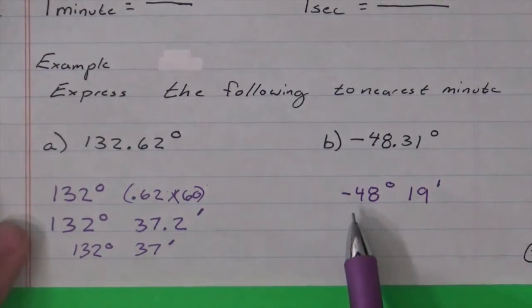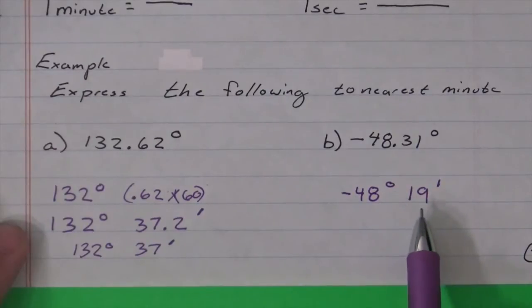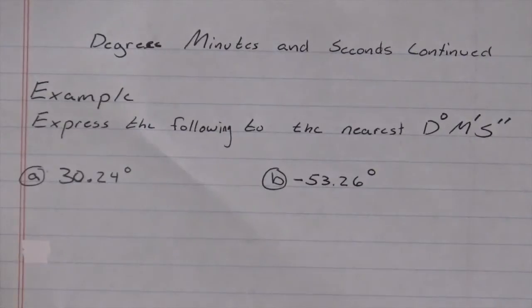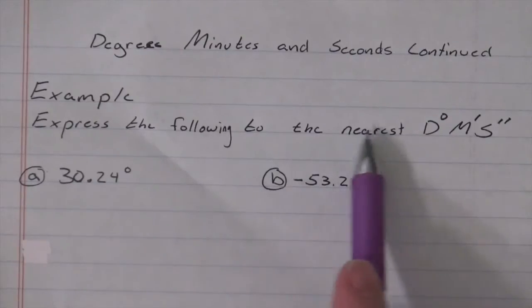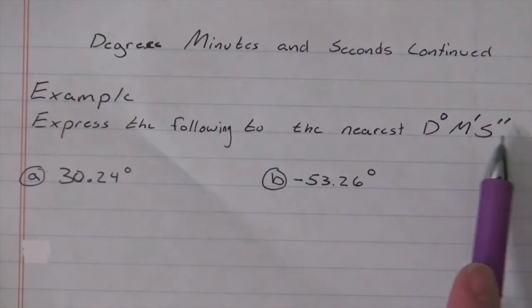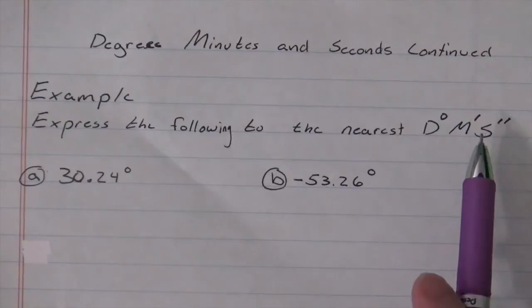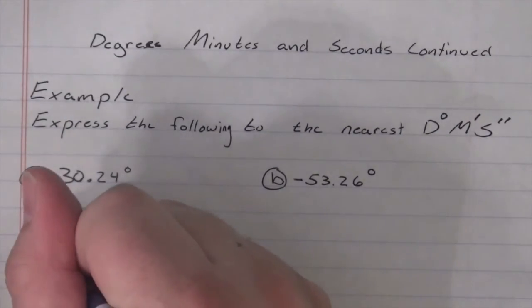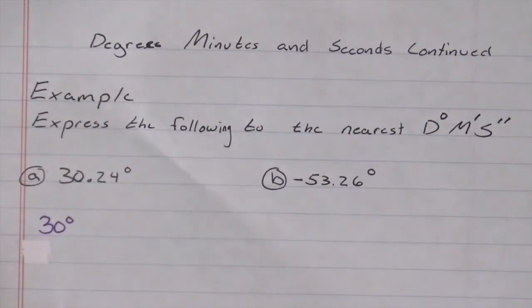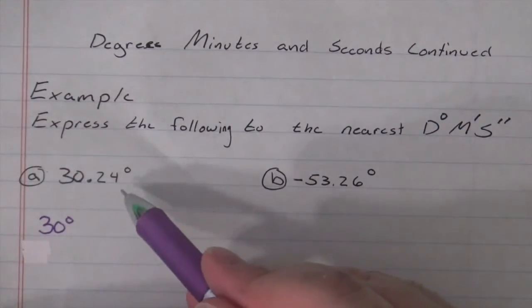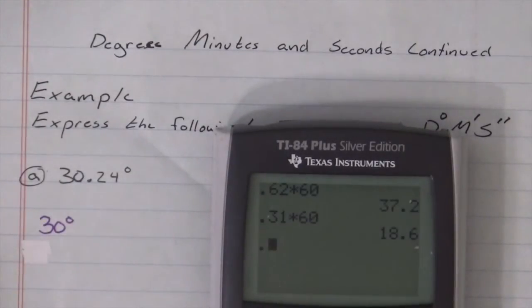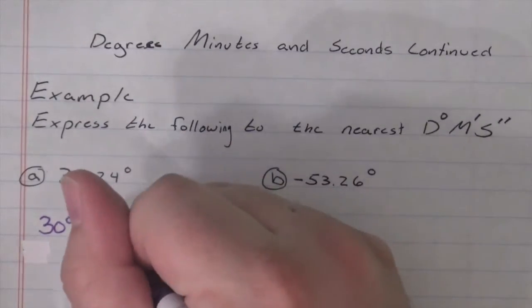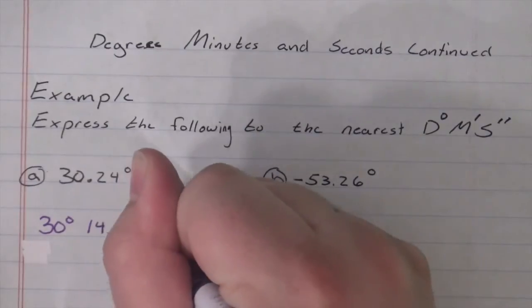For this one, you should have got negative 48 degrees and 19 minutes. In this next example, it says express the following to the nearest degrees, minutes, and seconds. So really we're going to do the same type of procedure. We know that this is going to be 30, so we're just going to go ahead and write 30 degrees. Alright, so we need to change this 0.24 into minutes. So we're going to say 0.24 times 60, and we get 14.4. So that's 14.4 minutes.